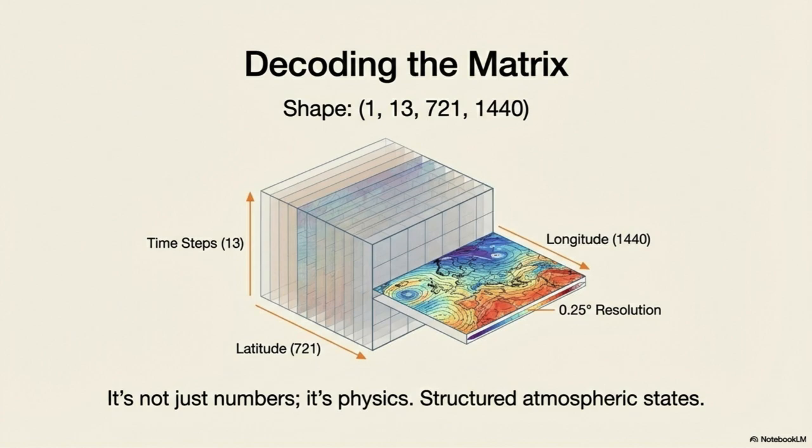U10M and V10M. Wind components at 10 meters up. One is east-west, the other is north-south. Together, they give you wind speed and direction. MSL, mean sea level pressure. This shows you the high and low pressure systems, the big swirls on the weather map. If it's low, you probably need an umbrella.